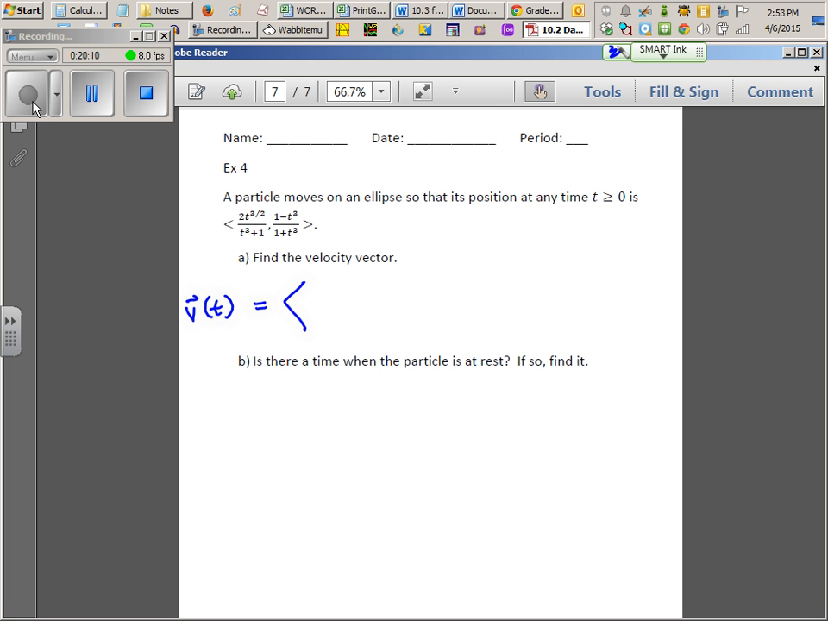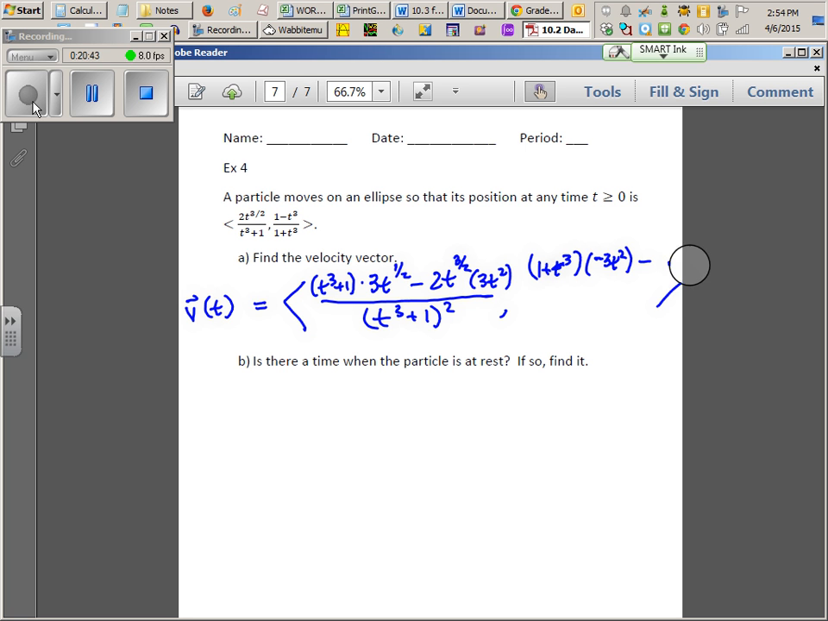So I took the derivative, basically low d high, and I got t cubed plus 1 times 3t to the half, minus, and then high d low, 2t to the 3 halves times 3t squared, all over low squared, comma, and then, I'm sorry, a low d high minus high d low. I'll use red for high d low because I can see it better. 1 minus t cubed times 3t squared, all over low squared.